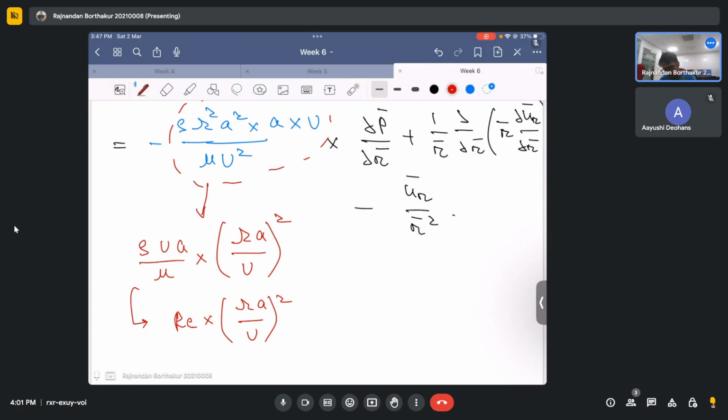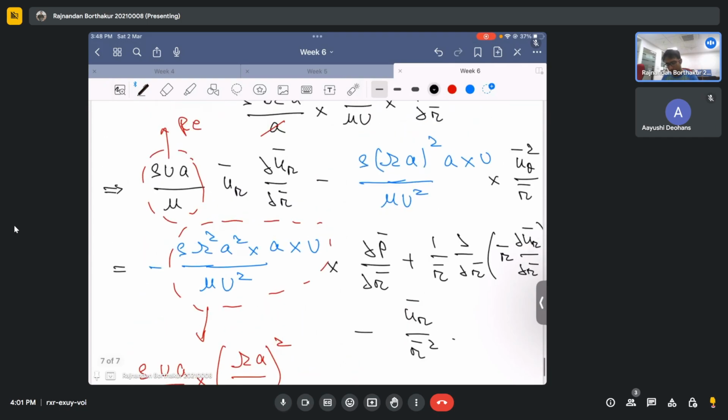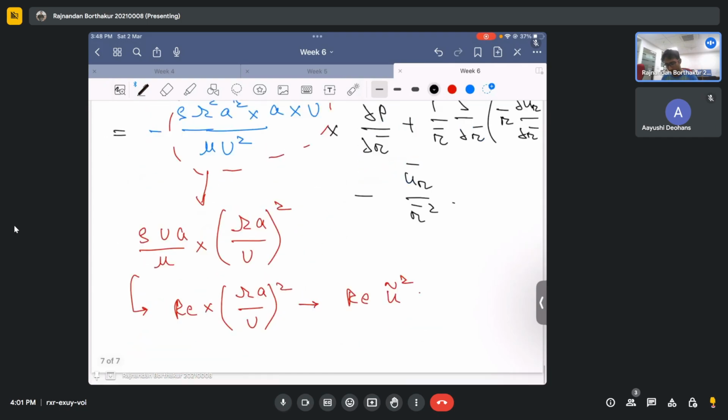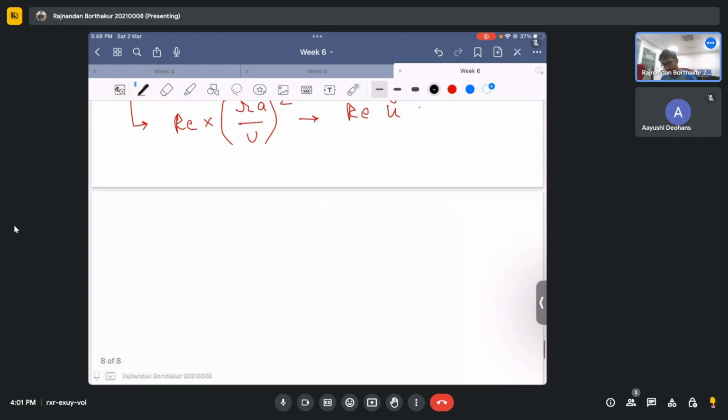That's why we will write this parameter, omega a by u, as some u tilde, where this u tilde is the ratio of the characteristic theta direction scale to the characteristic r direction scale. I hope this is clear. So this simplifies to the Reynolds number times u tilde squared. So let's now systematically write down the non-dimensional r momentum equation. I hope this concept is clear.